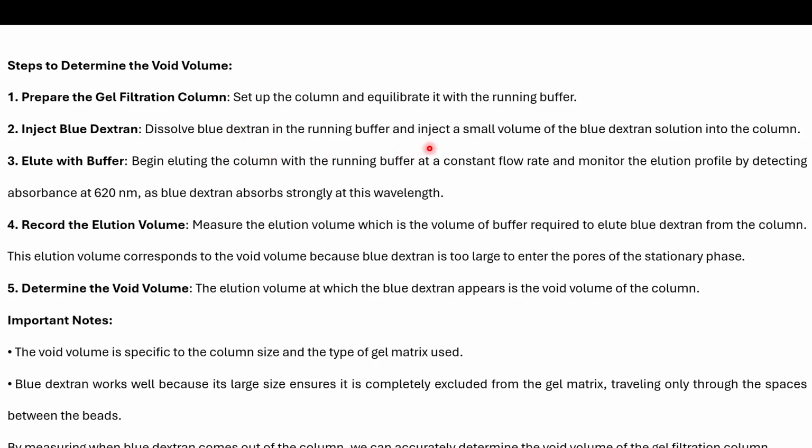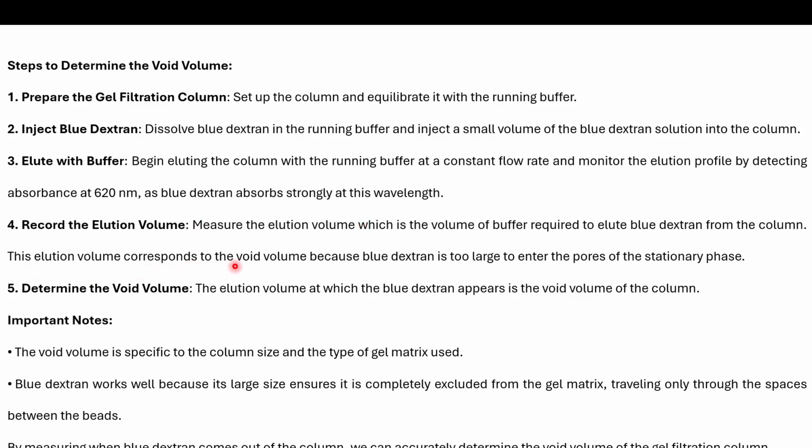Okay, blue dextran you inject and then elute it with buffer at a constant flow rate by detecting absorbance at 620 nanometers, because blue dextran absorbs strongly at this wavelength, and you will have absorbance versus the volume, right? So you will measure the elution volume, which is the volume of the buffer required to elute this blue dextran, this heavy larger molecule, from the column.